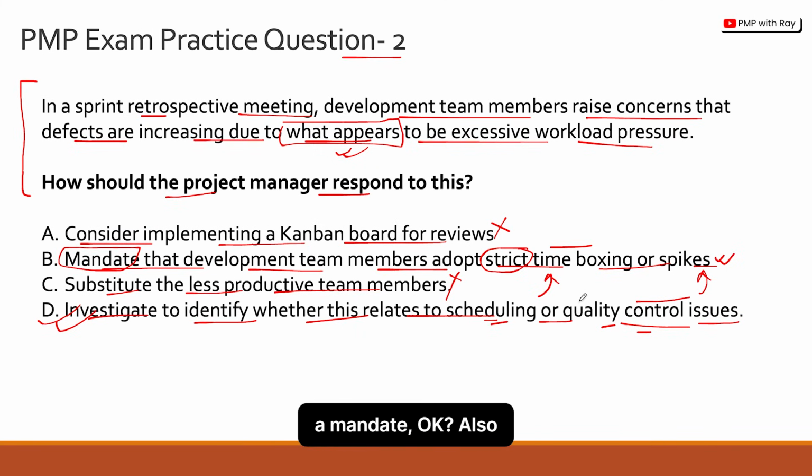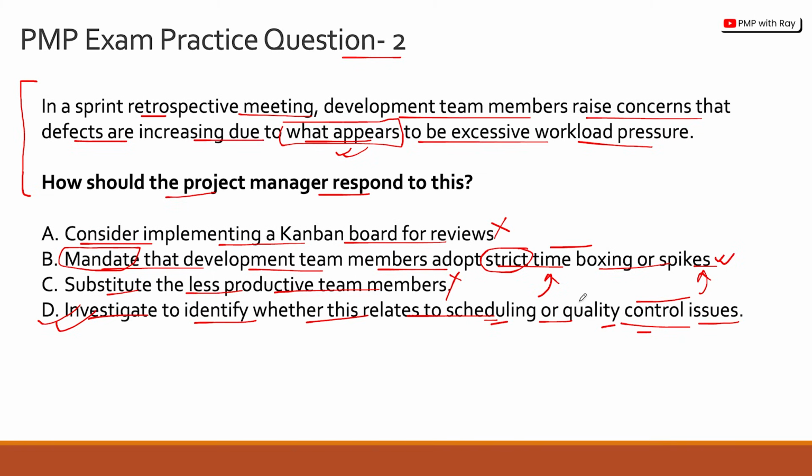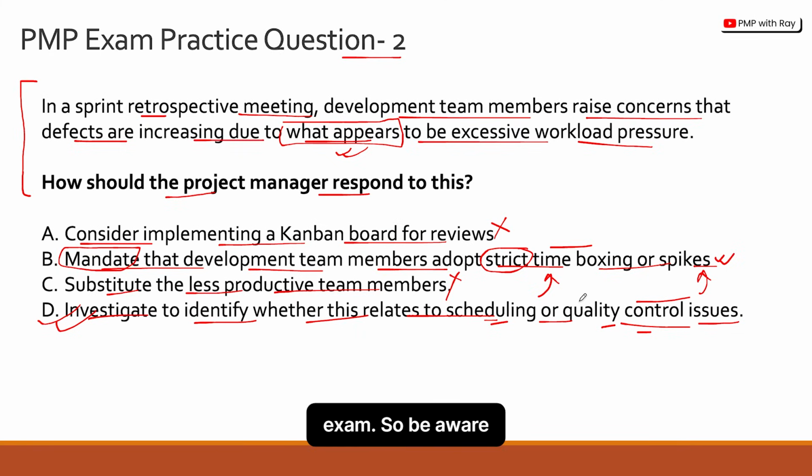Also, adopting strict time boxing. Why strict? Again, it's a very strong way of putting something in front of you as a candidate for the PMP exam. So be aware of these strong superlative words in your PMP exam whilst you are evaluating the answer options, because more often these kind of answer choices are incorrect.